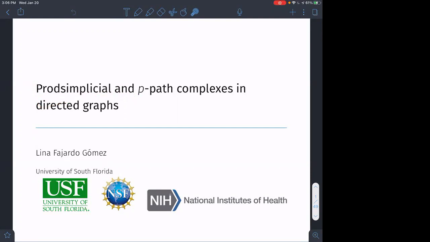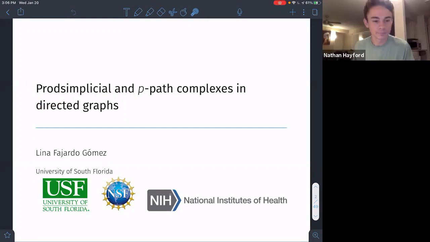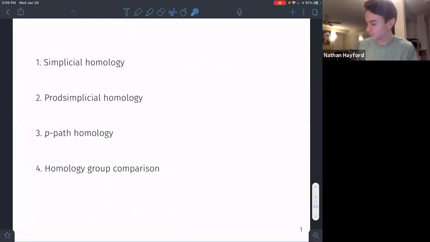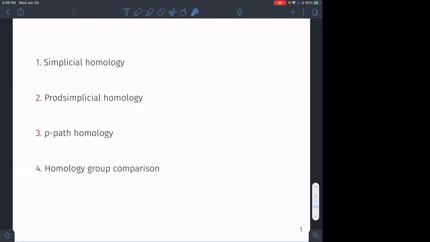All right. So in that case, I didn't know who would be here, so I have a couple slides on regular old simplicial homology as a kind of review, but if everyone's comfortable, we can skip over those. At any rate, the outline is going to be regular simplicial homology review, so that we can compare to the Prodsimplicial homology, which is one way to expand on that definition. Then we can go over p-path homology, which is a different way.